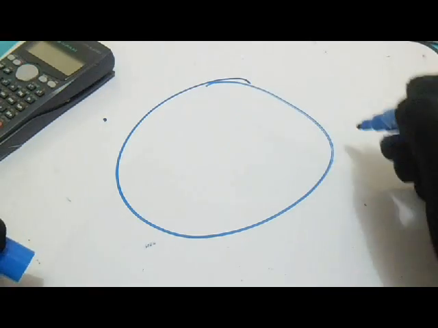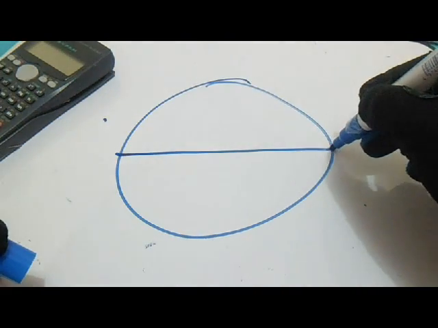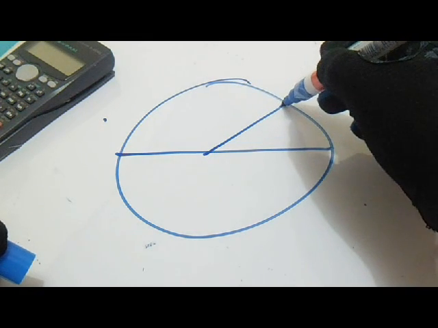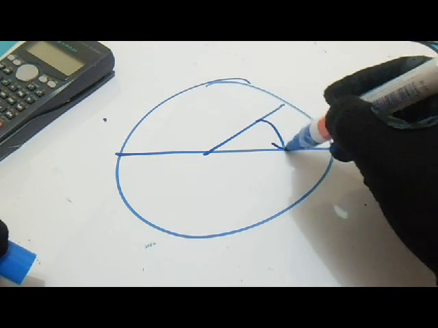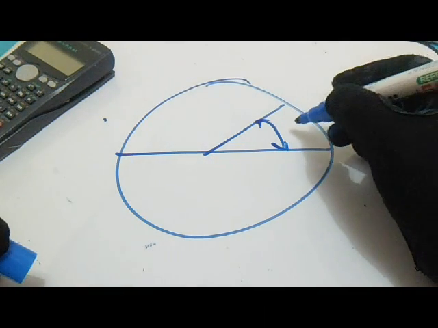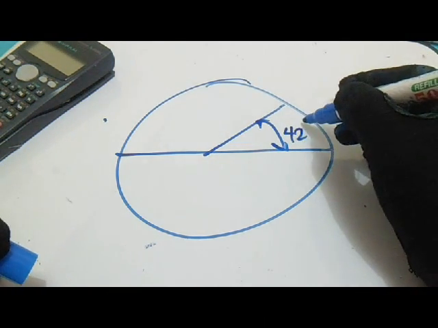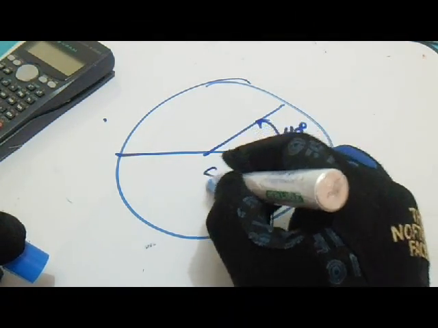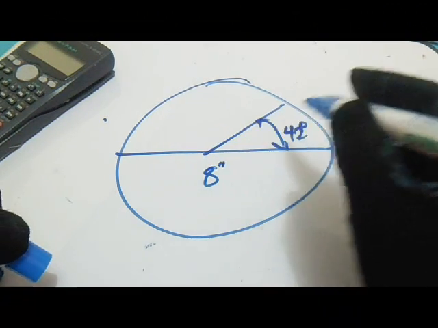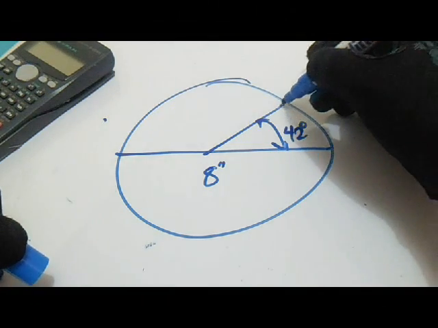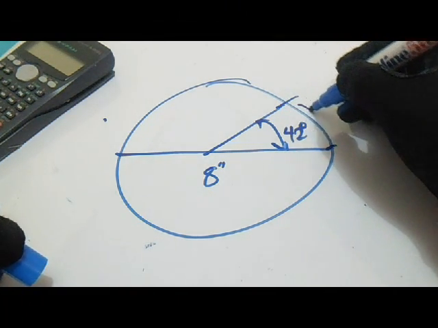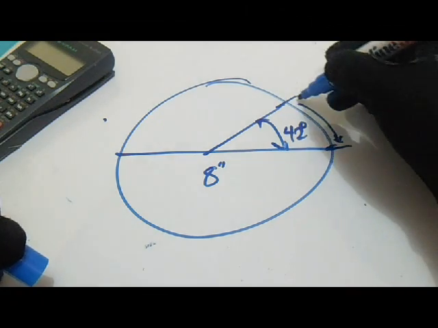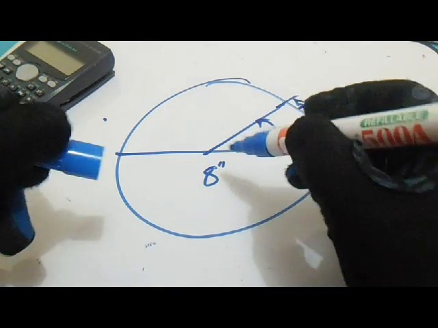Okay, I will draw a circle and this is the diameter, and we have an angle here. Let's say our angle is 42 degrees and our diameter is 8 inch. So let's compute this arc length, okay, using formula.